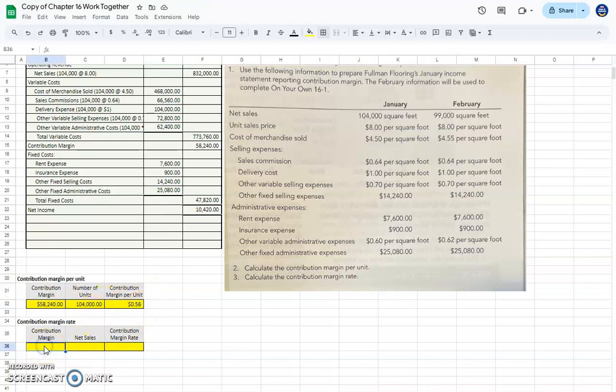Okay? So what is our contribution margin rate? There again, we'll take our contribution. Our net sales was 832,000 up here. So we'll just do some simple division again. And that is going to be in a percentage. So 7%. That is it for 16-1.